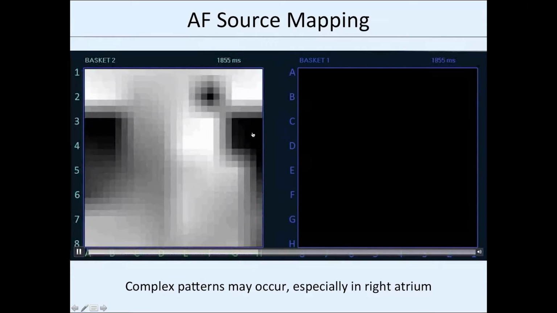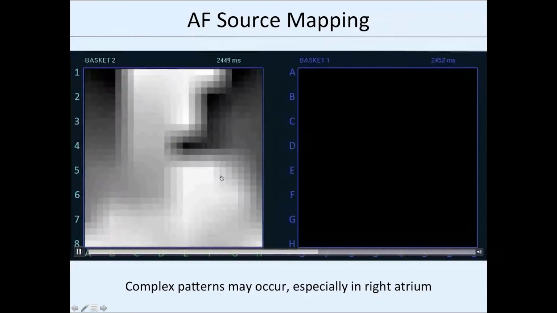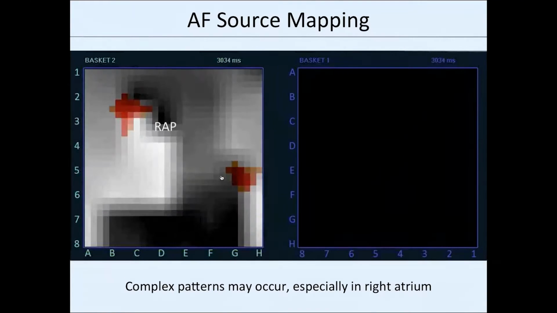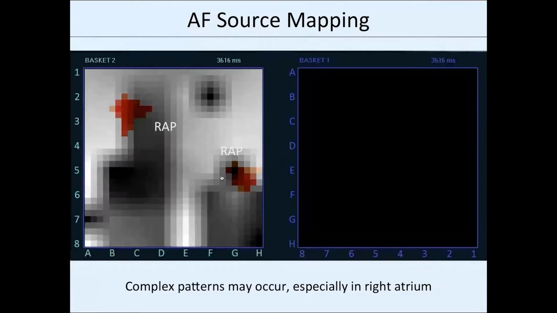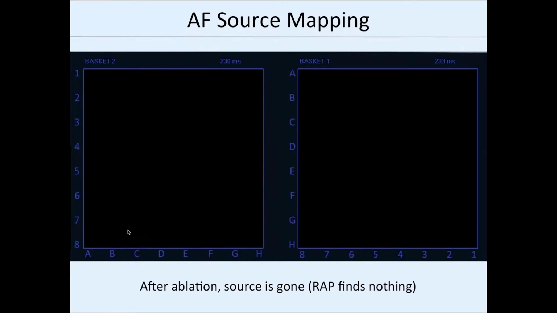So we would center our ablation on these areas. And again, the rotational activity profile will show us these areas here and here, and we would act on both of those areas in this particular case. Once ablation has been performed, we remap and see what we see.